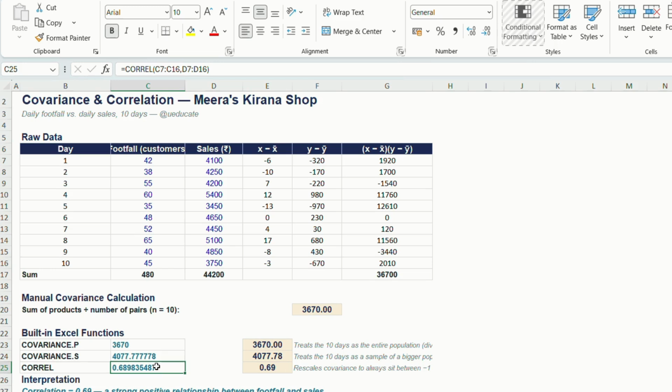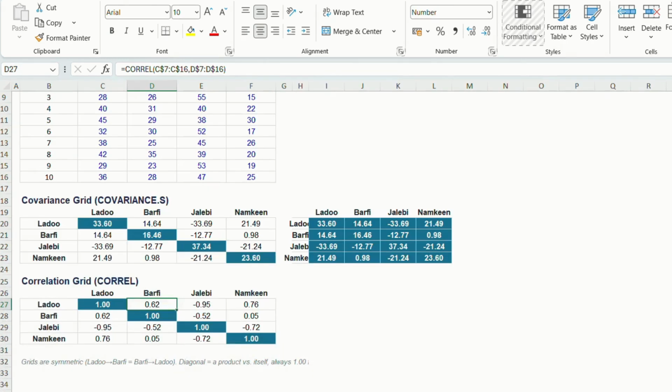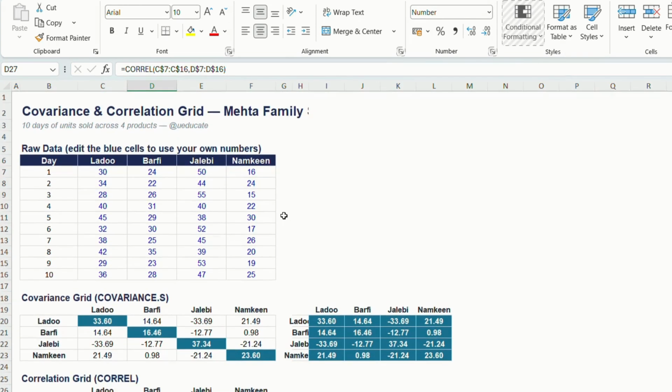Up till now we know that for this customer flow and sales, we get a small positive covariance, so they are moving together. Now comes the correlation part. We calculated the covariance. Now correlation.